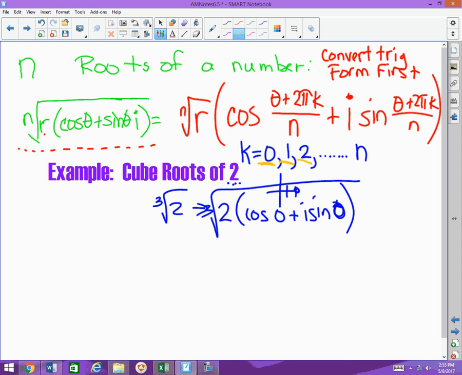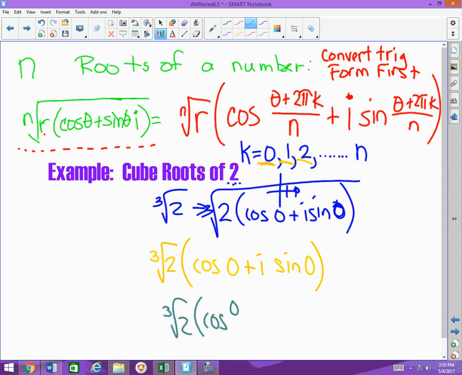So our first one is going to be the cube root of 2 cosine of 0 plus I sine 0. Second one, cube root of 2 cosine of 0 plus 2 pi over 3 plus I sine 0 plus 2 pi over 3.